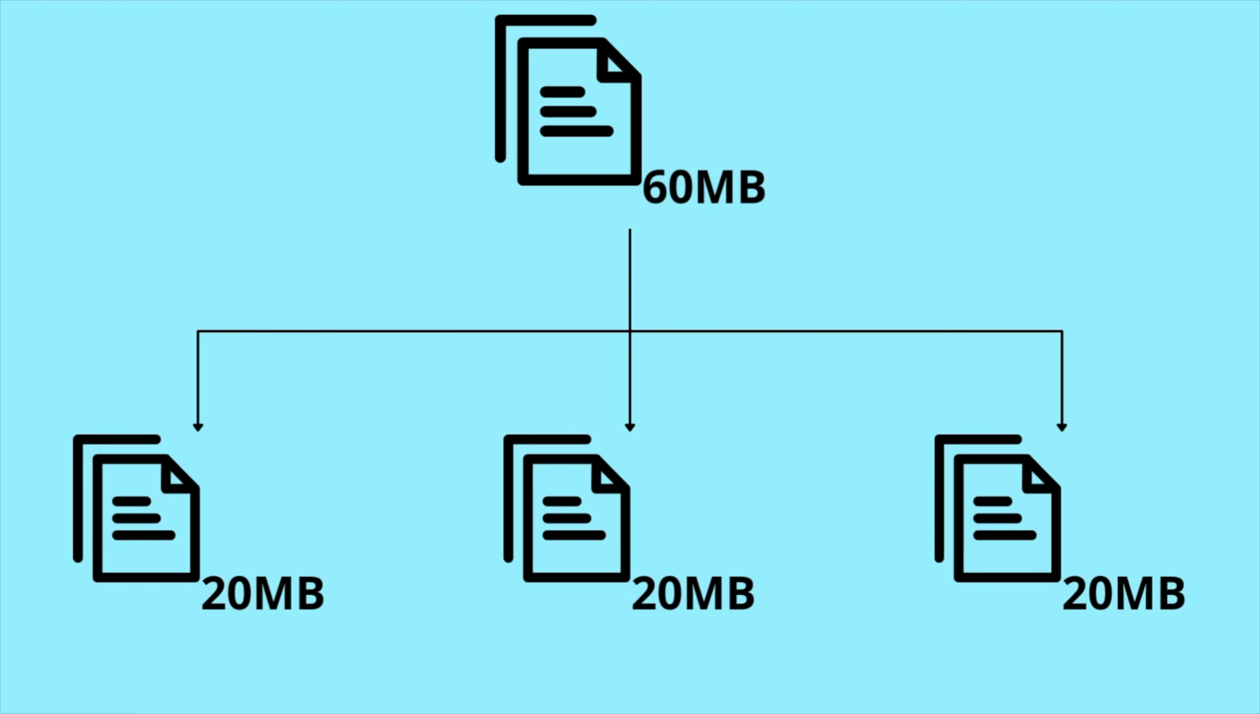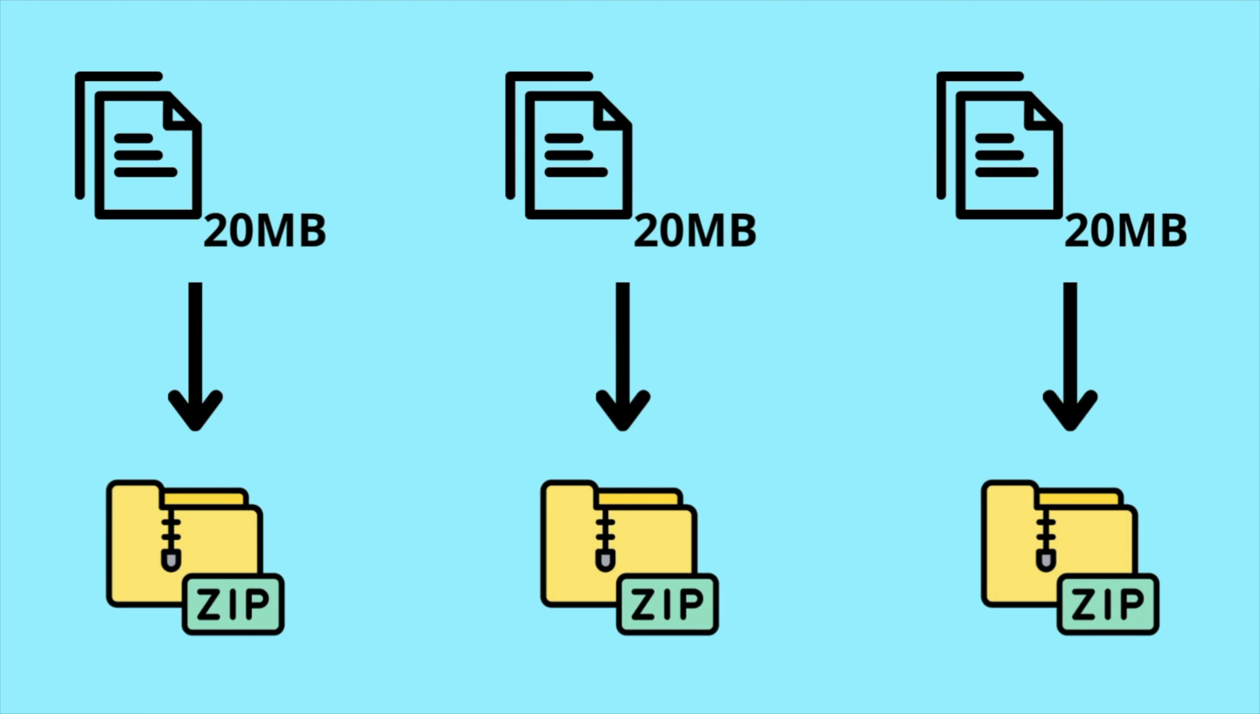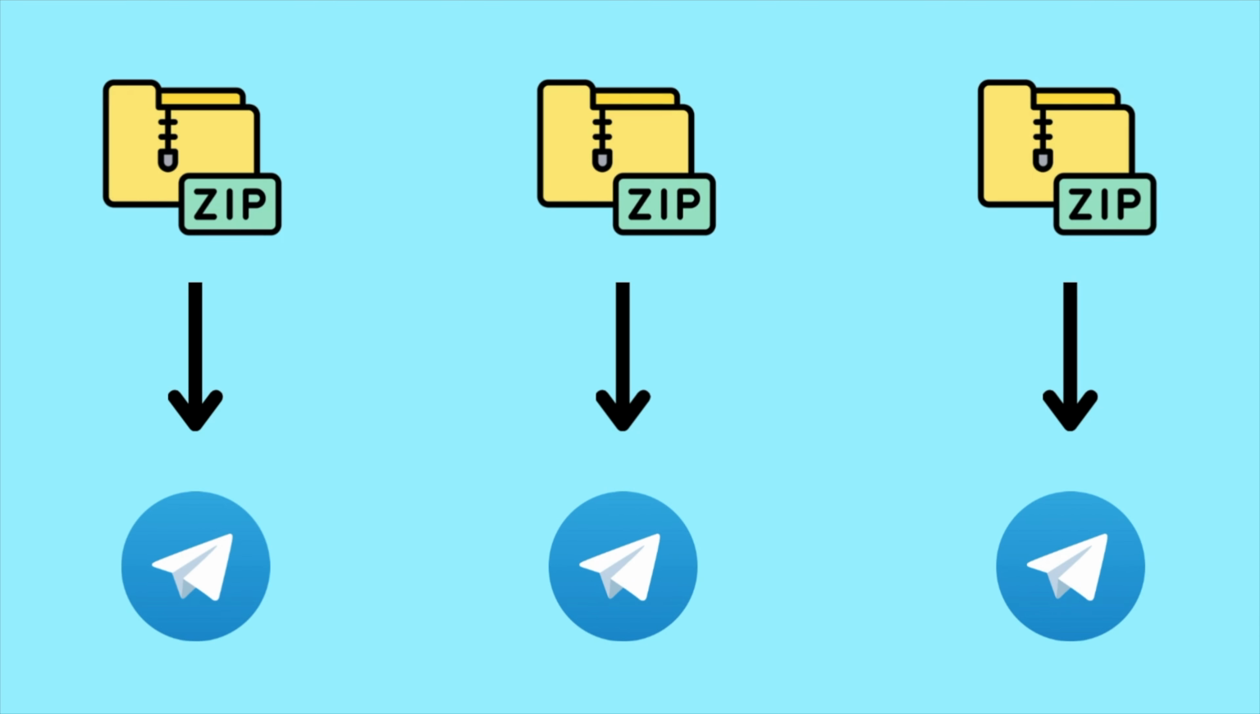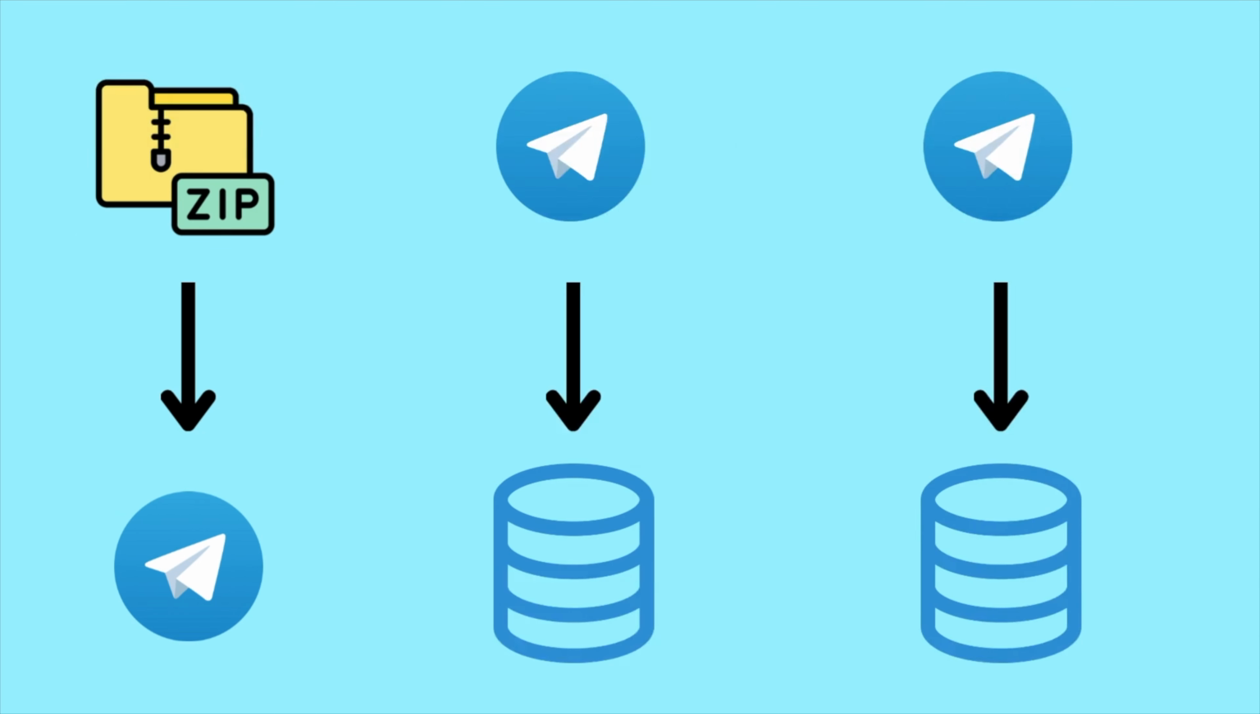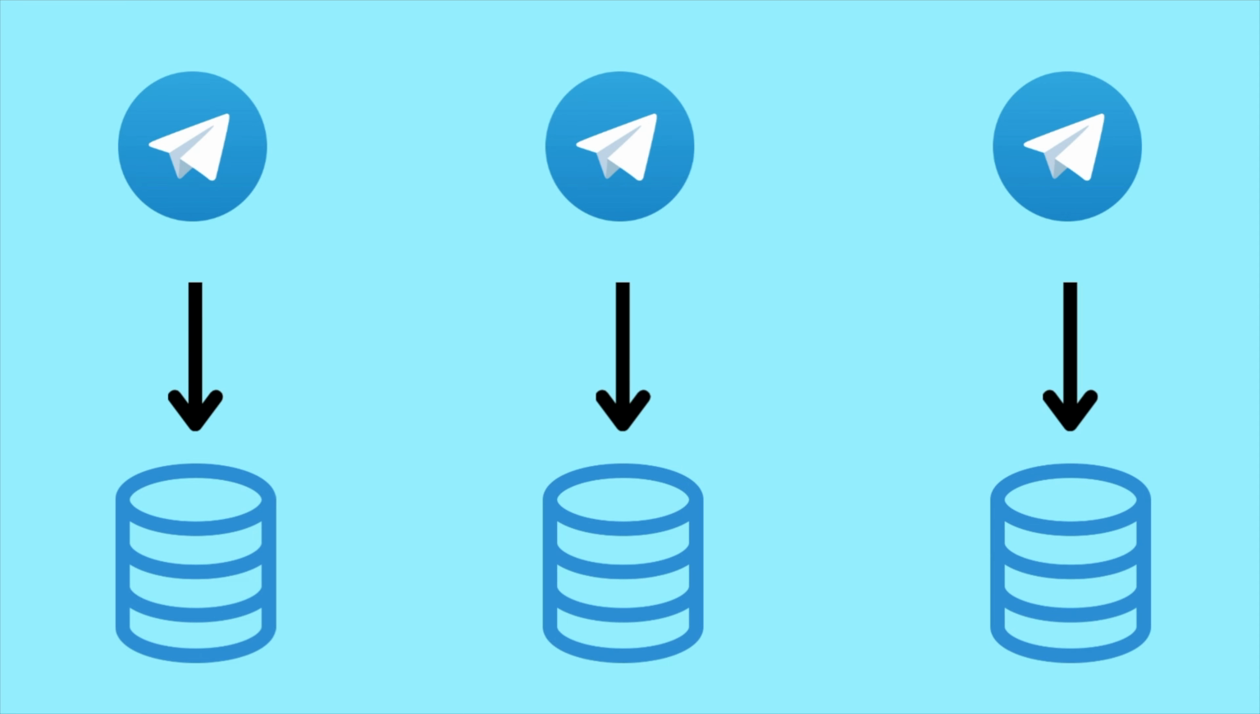The idea is to take large files. If a file is larger than 20 megabytes, it will be split into 20 megabyte chunks, each of which will then be compressed into a zip file. Each of these chunks will be uploaded to Telegram, saving the message ID in which they were sent. This way, when downloading the file, you only need to retrieve the message IDs from the database, download the chunks, decompress them, and join them in the correct order to recreate the file exactly as it was uploaded.